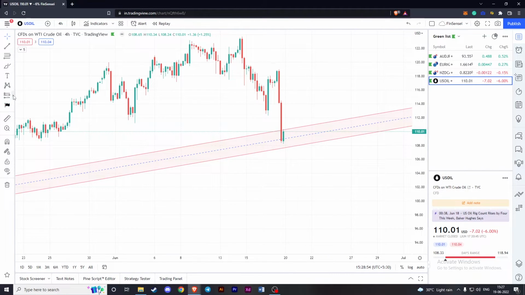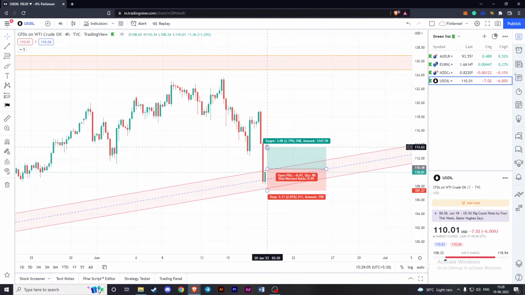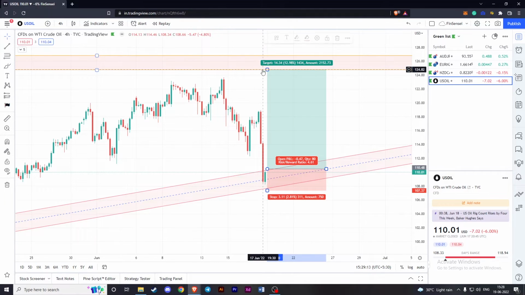Now, if on Monday the price crosses the high of this candle, we can go long with our stop loss just below the support zone, and our first target should be at least 1:1.5 risk to reward ratio, and our ultimate target should be the resistance of the ascending triangle pattern.